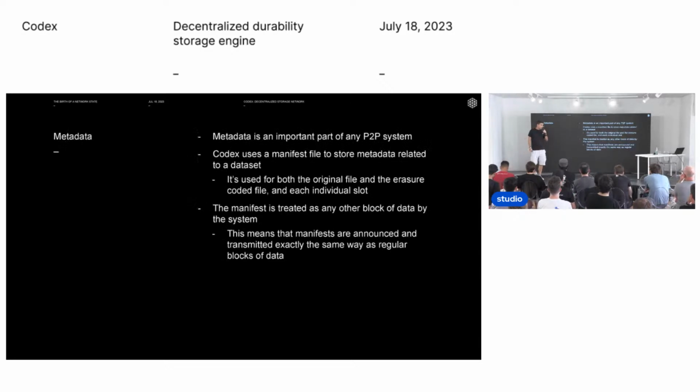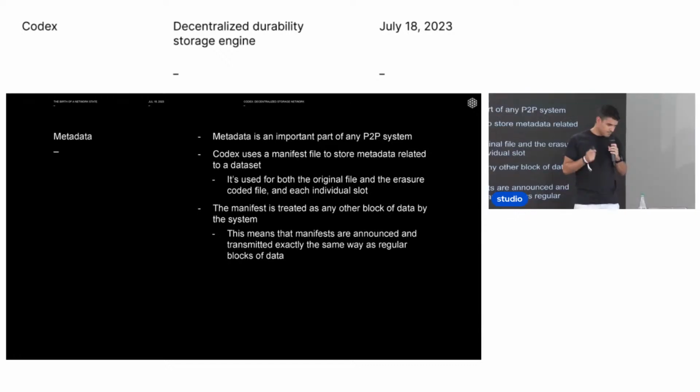Okay, to finish here, so you have metadata, of course, which is important in any peer-to-peer system. Codex uses a manifest, which stores metadata related to a data set. It's used for both the original file and the erasure-coded blocks, okay? And it basically behaves in the same way as any other block in the system. If you have questions about this, you can ask me later.